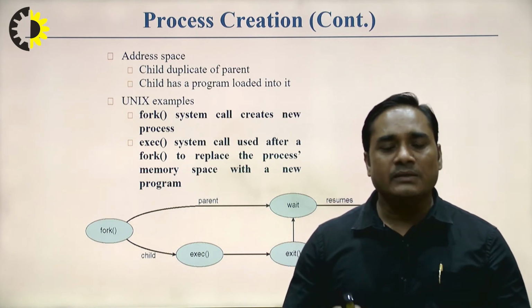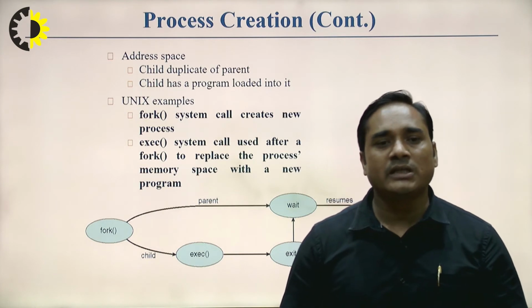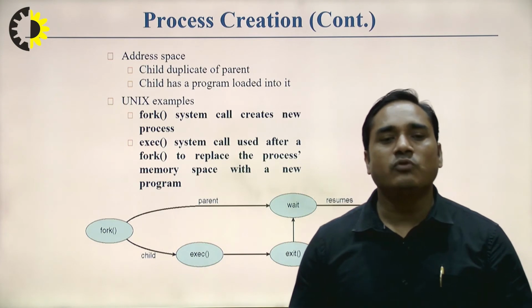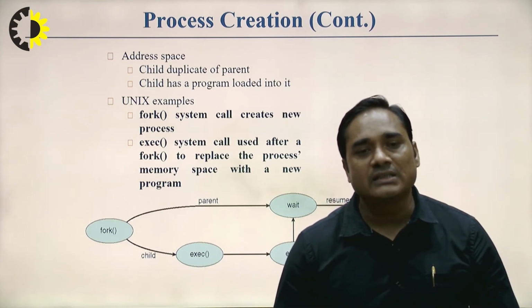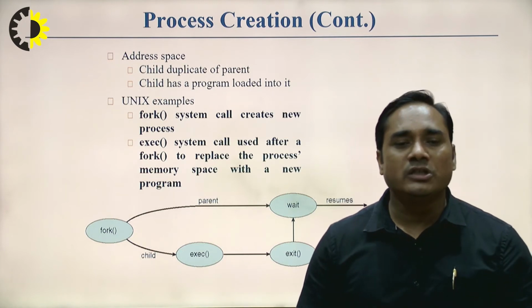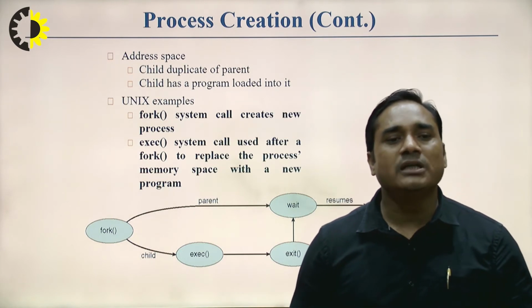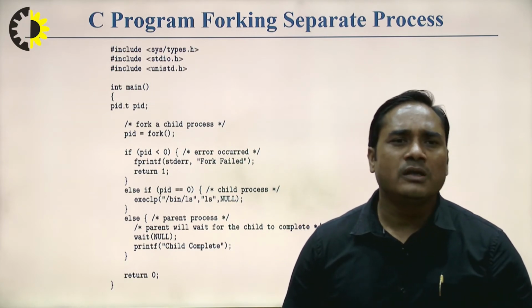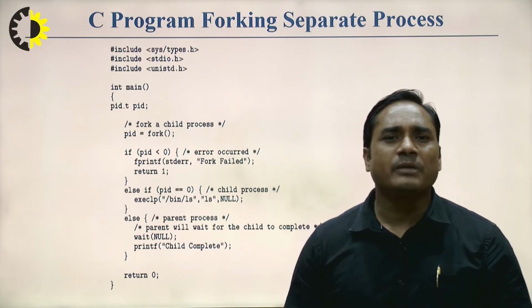And if that process is in the exit state and somehow it is terminated, then after that the process will move into the waiting state and it resumes. So they are interconnected with each other, and they are executing in a sequential manner. So this is a C program for forking separate processes.